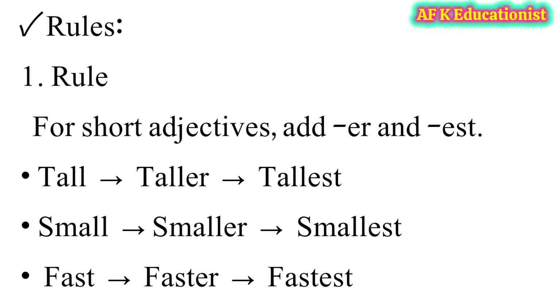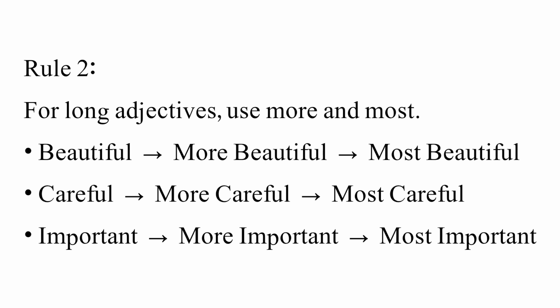Rules of degrees of comparison. Rule 1. For short adjectives, add er and est. Examples: tall, taller, tallest; small, smaller, smallest; fast, faster, fastest. Rule 2. For long adjectives, use more and most. Examples: beautiful, more beautiful, most beautiful; careful, more careful, most careful; important, more important, most important.